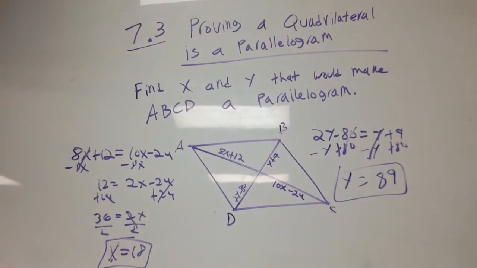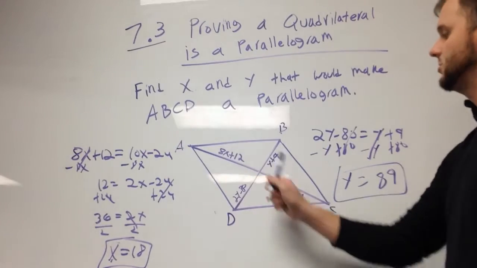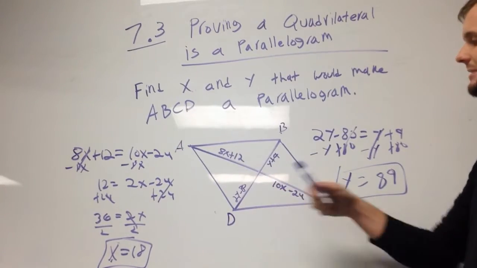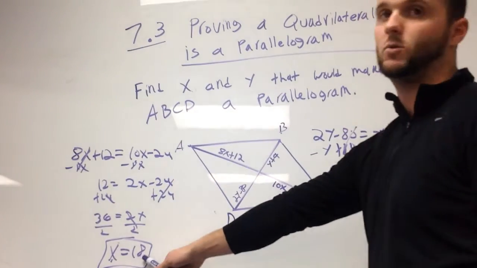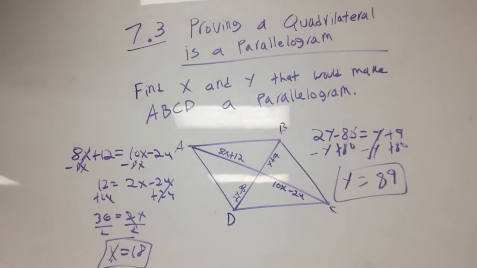So the values that are going to make both of these pairs of sides into a parallelogram are going to be x equals 18 and y equals 89. So that is going to create that quadrilateral, make it into a parallelogram.